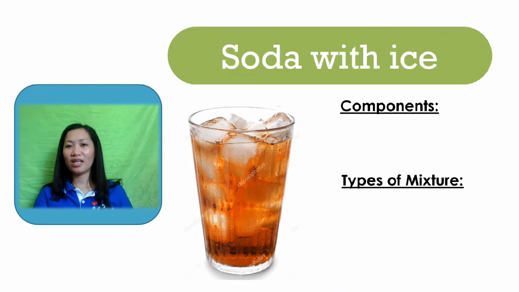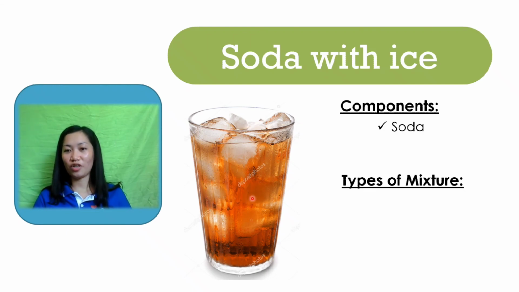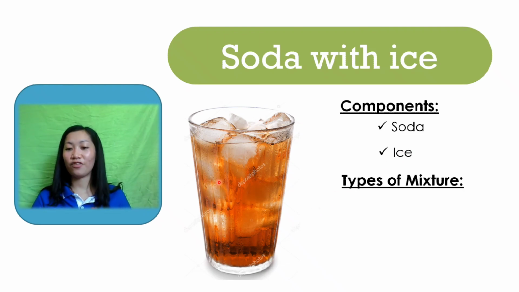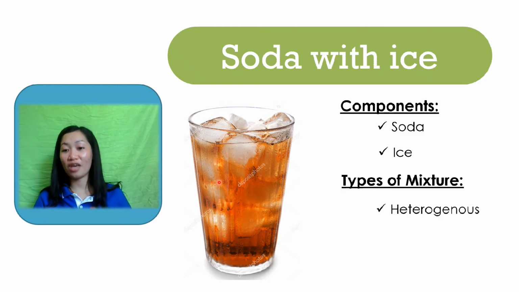How about the soda with ice? The soda with ice. Okay, we have the soda, we have the ice. So if the soda with ice, so it's called what? Yes, if your answer is heterogeneous, then you're right. Heterogeneous, because the ice and the water, you can see the difference. They are not uniform. So meaning it's called heterogeneous.